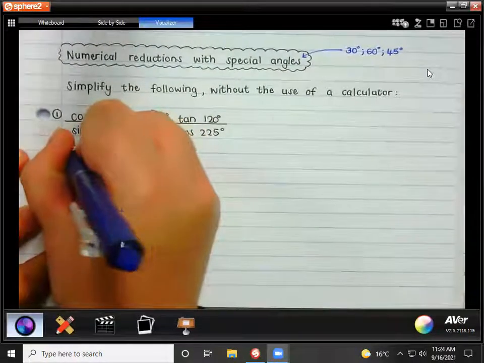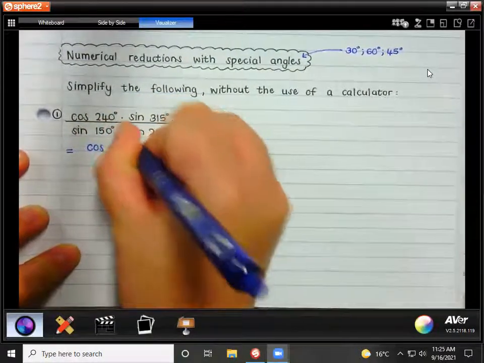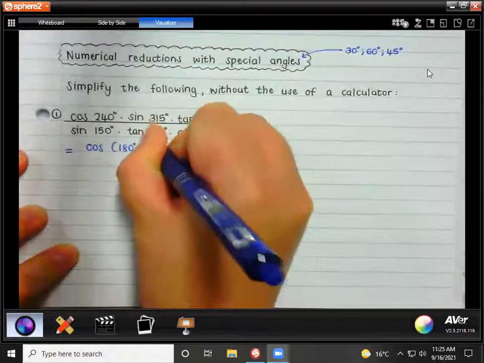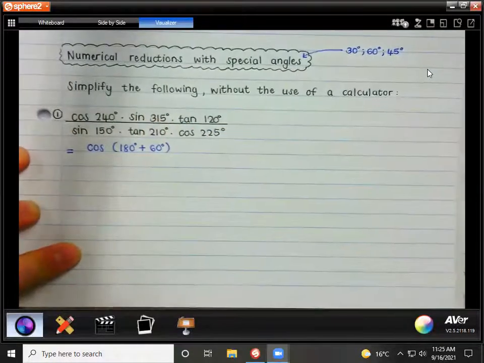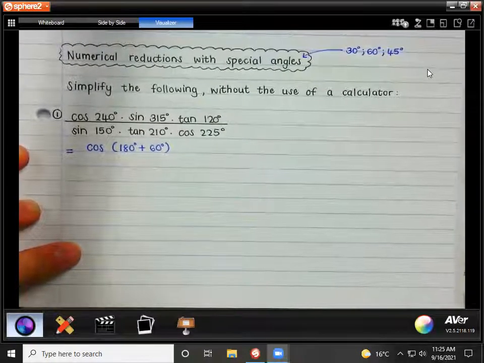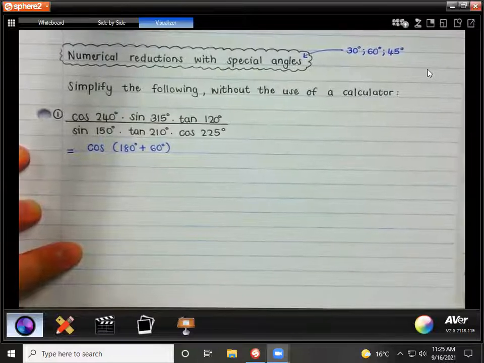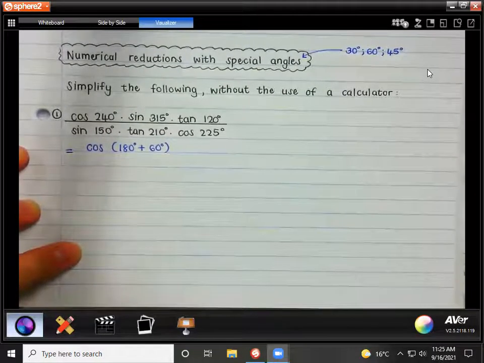So we're going to say cos of 180 plus 60, isn't that the same as 240 degrees? 180 plus 60. I know you can also do 270 minus 30, but I'm putting that on hold. There are different rules for 90 and 270. So we're just working with 180 and 360 for now. We're going to do the other ones tomorrow.